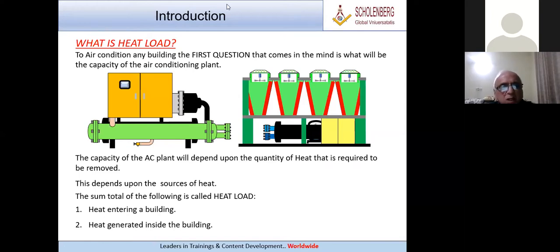Now, there are two images. This is the water-cooled package chiller. This is the air-cooled package chiller. Again, I repeat, these are hand-drawn and not taken from Google, so you will not get it anywhere. And every detail you will find in these images is drawn. If you look at the air-cooled plant out here, you can see this fan working.